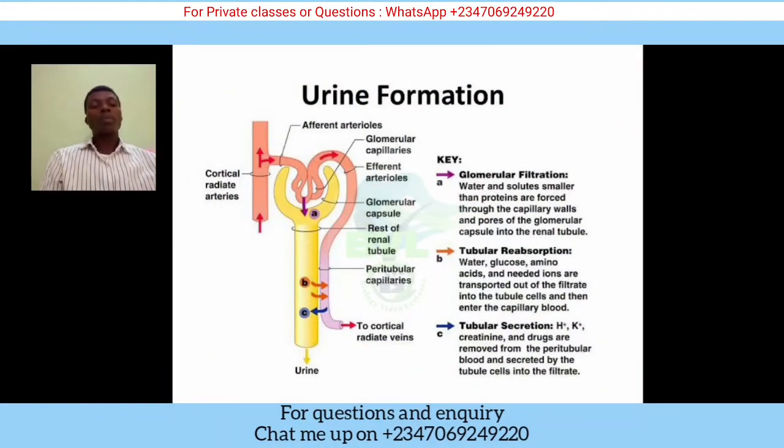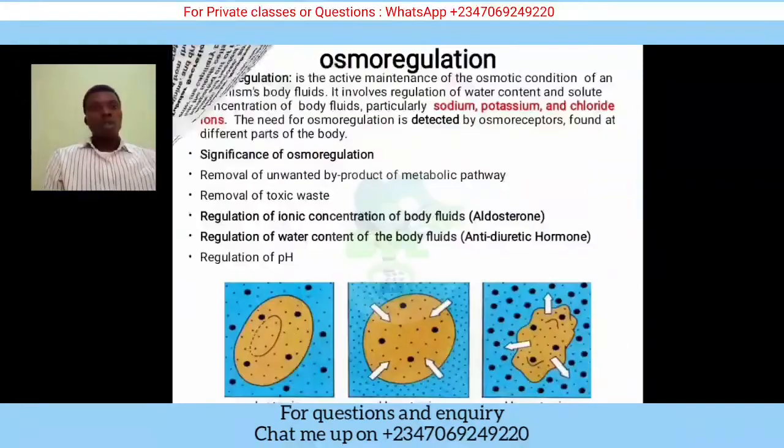So in summary, this is urine formation. We have glomerular filtrate taking place here, tubular absorption taking place at the renal tubule. Now you can pause the video here to see, it's just a summary of the process of urine formation I explained. So let's move on to osmoregulation of the kidney.